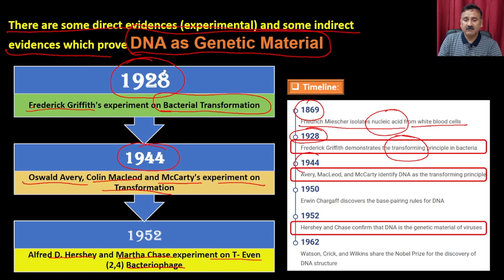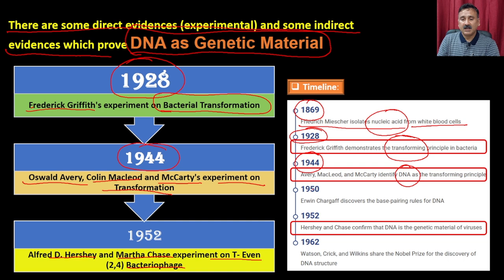Then in 1944, McLeod and McCarty identified that DNA is a transforming agent. It carries the genetic information, and it can change the phenotype of other bacteria. Then in 1952, Hershey and Chase confirmed that DNA is the genetic material with the help of viruses. And then in 1962, Watson, Crick and others received the Nobel Prize because they discovered the structure of DNA.